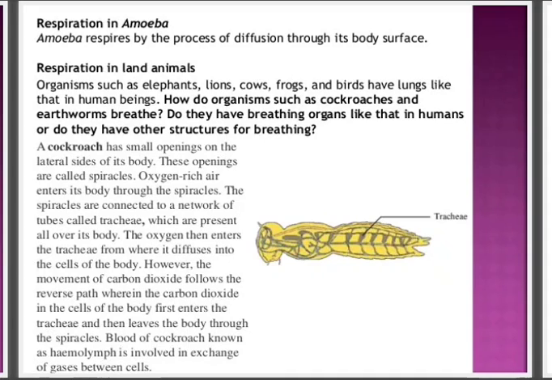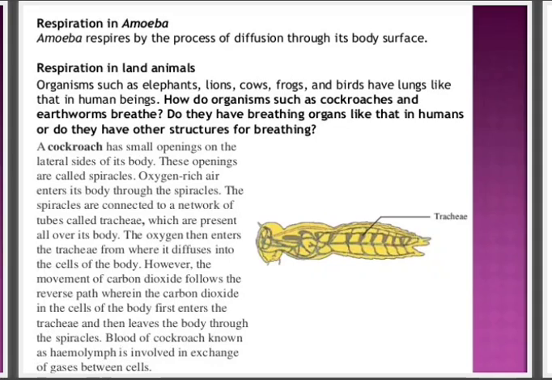A cockroach has small openings on the lateral sides of its body. These openings are called spiracles. Oxygen-rich air enters its body through the spiracles. The spiracles are connected to a network of tubes called trachea, which are present all over its body. The oxygen then enters the trachea from where it diffuses into the cells of the body.